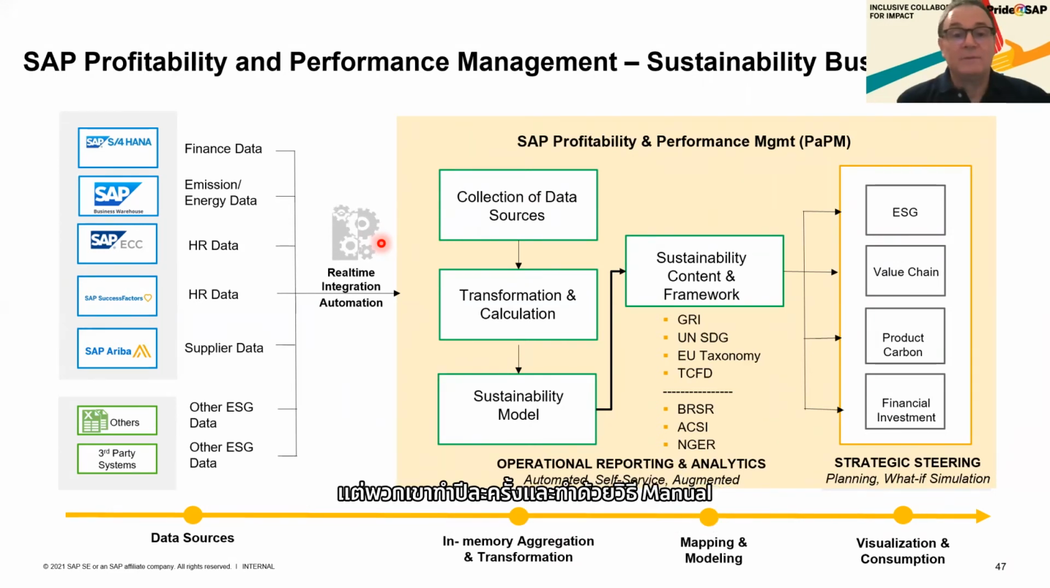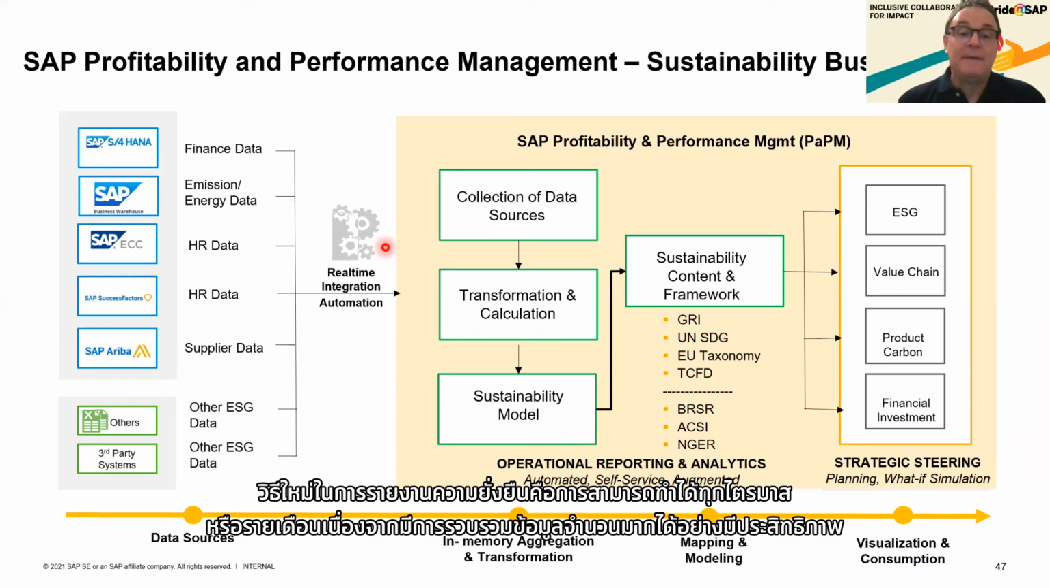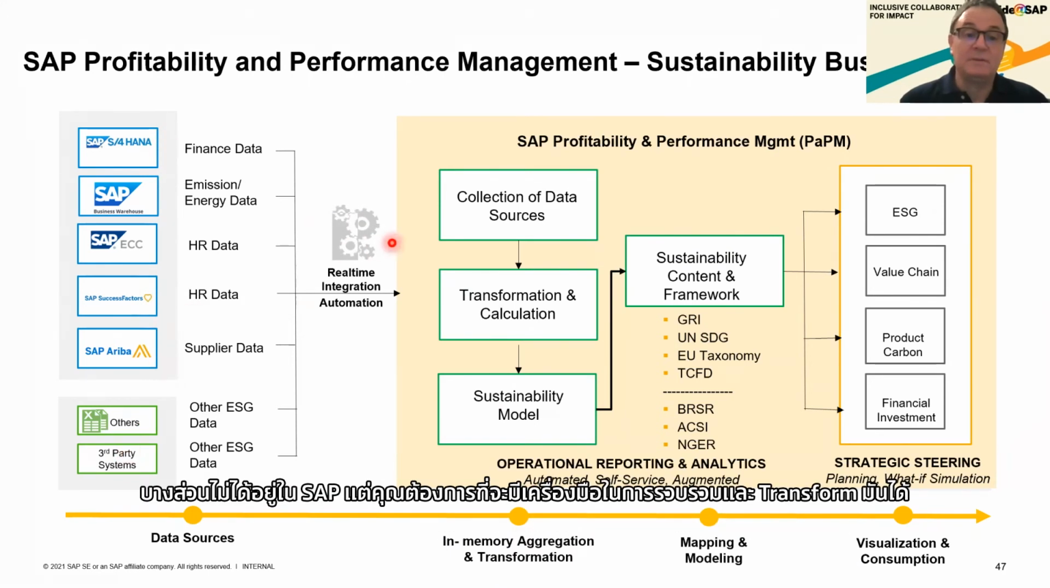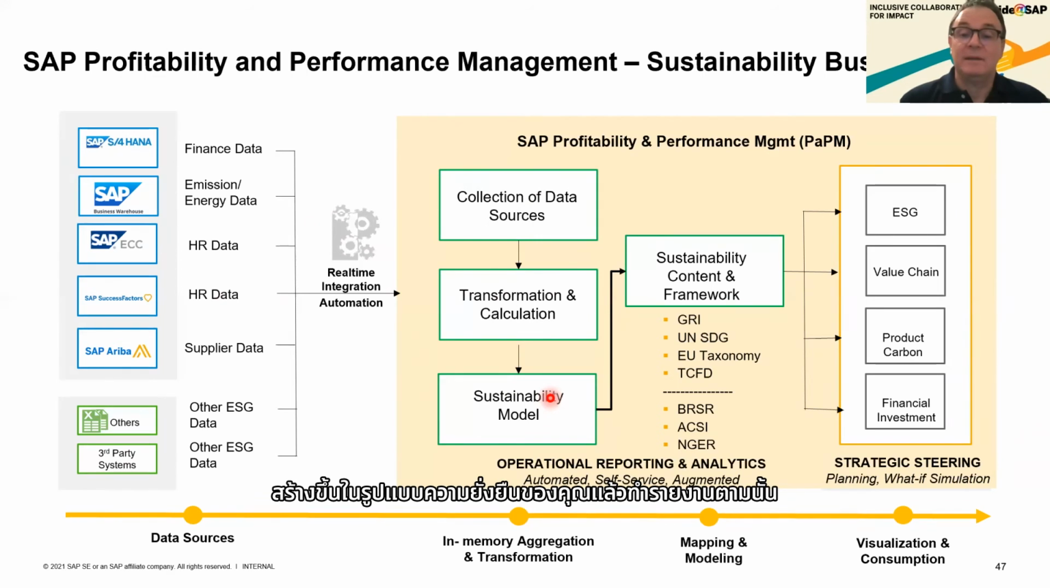The new way of doing sustainability reporting is to be able to do it quarterly, if not monthly, because there's so much riding on collecting this data and reporting on it, maybe internally only. And so what you need to be able to do is have tools to collect this data. Some of it is in SAP, and some of it's not in SAP, but you want to have a tool to collect it. You want to then collect it, transform it, build it into your sustainability model, and then do that reporting.